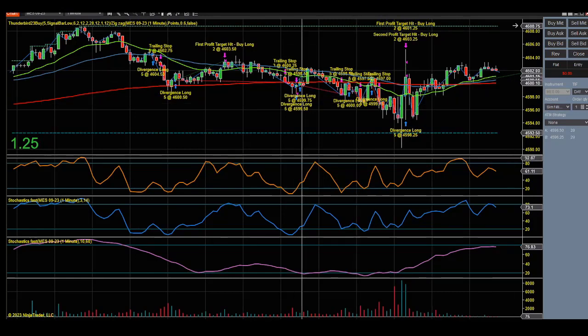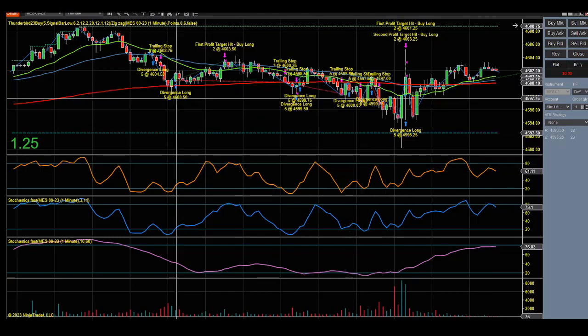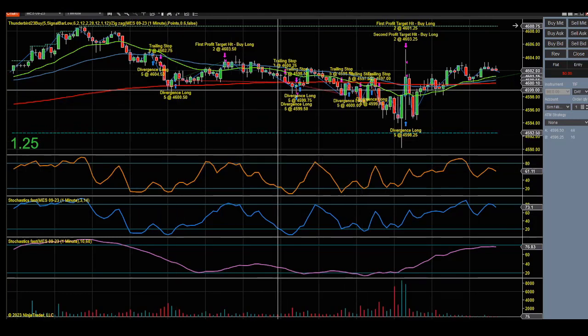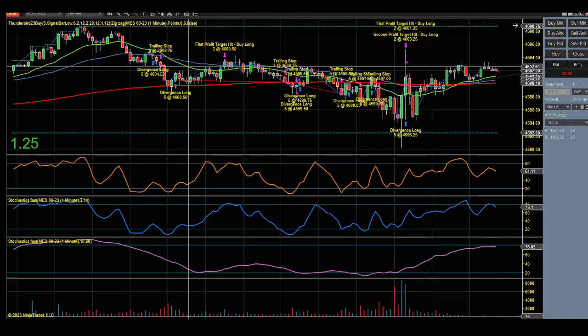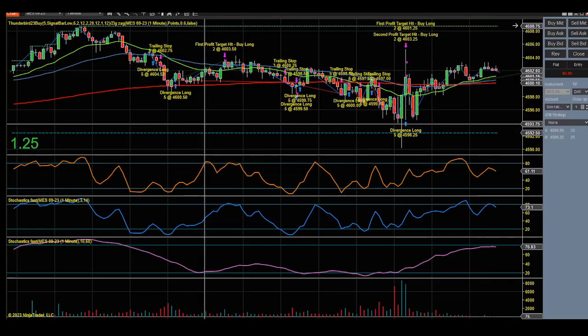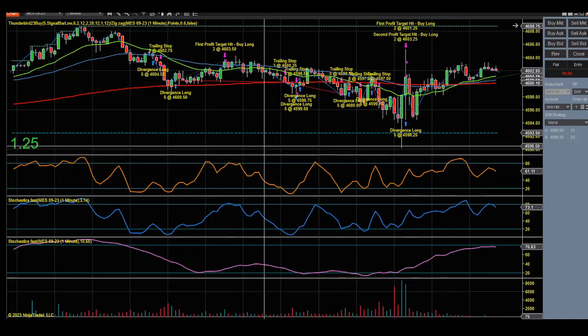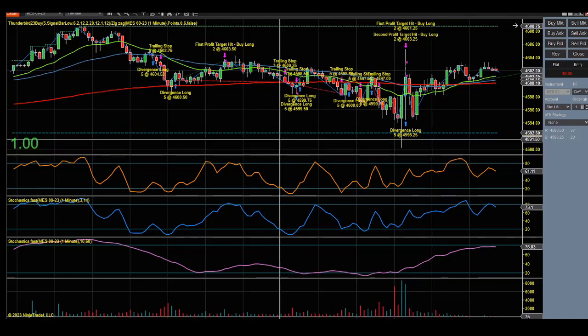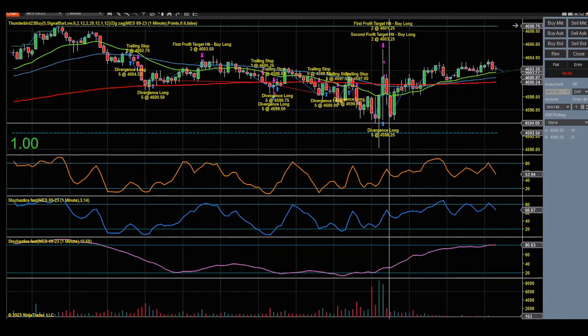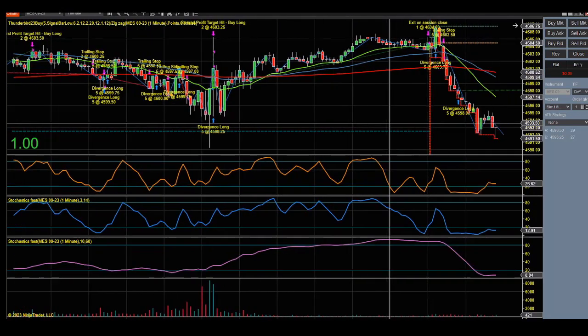I like the choppy market for divergences. I don't like trending markets for the bots at all, unless you're with the trend. If you could just remember that, and just remember, be with the trend. If you're with the trend, then of course the trend is your friend, and it's going to be your friend, especially with this indicator.